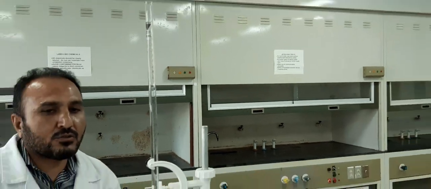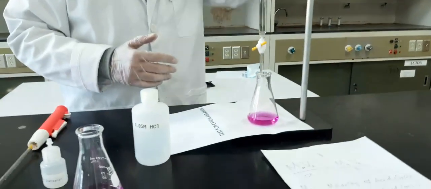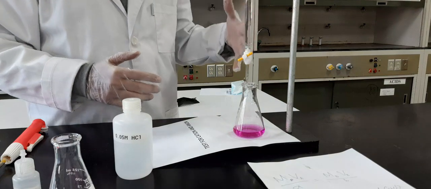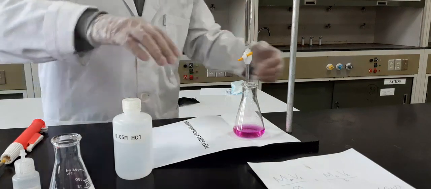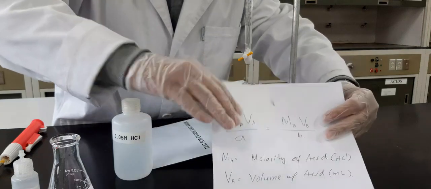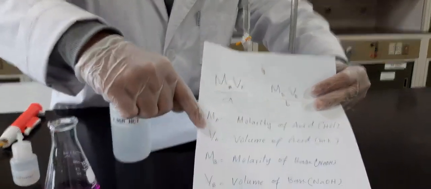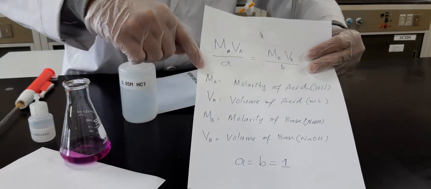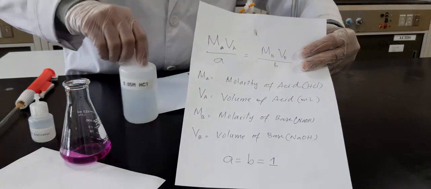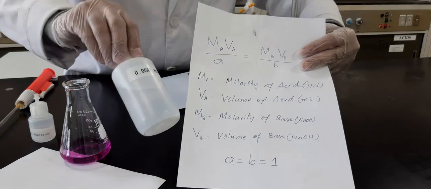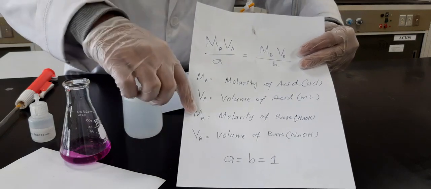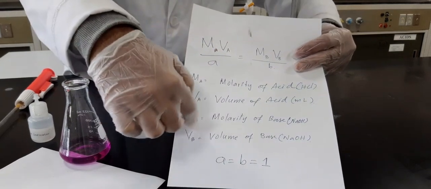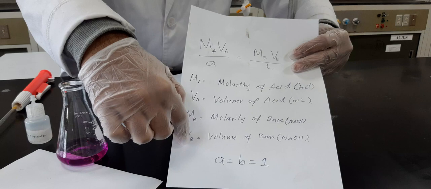Then you will take the average of these volumes, suppose 4.5 plus 4.5 divided by 2, and you get the average volume. When you get the average volume, this will be your VB. VA, we know it is 20 ml, the volume of acid we already took. MA is the molarity of acid, we know it is 0.005. MB we don't know, but VB is the average volume from the burette.